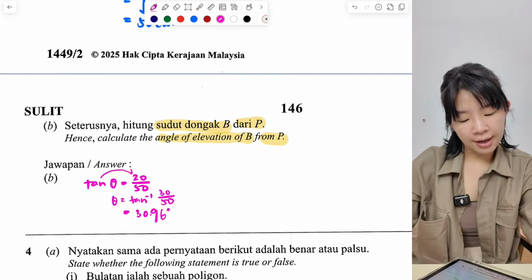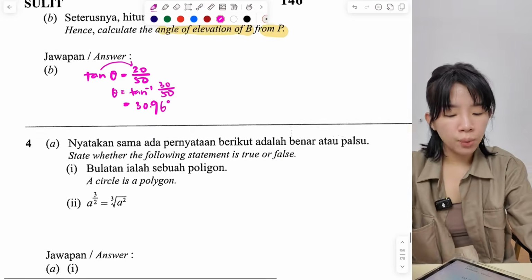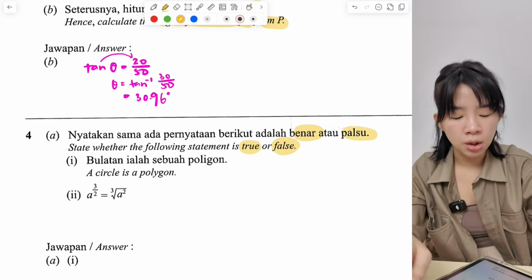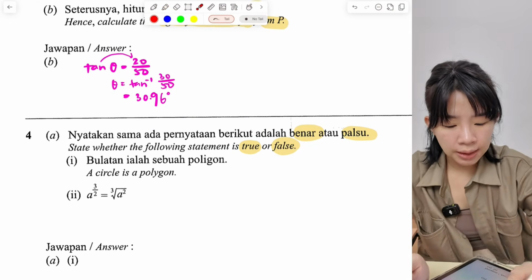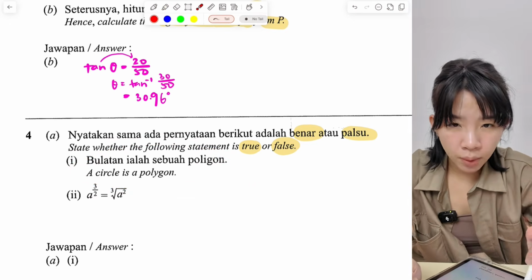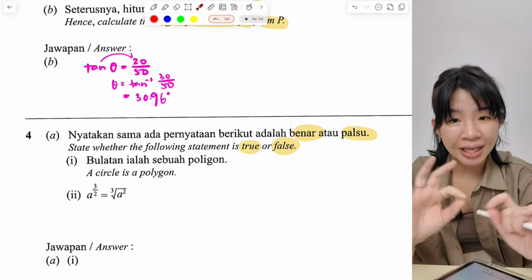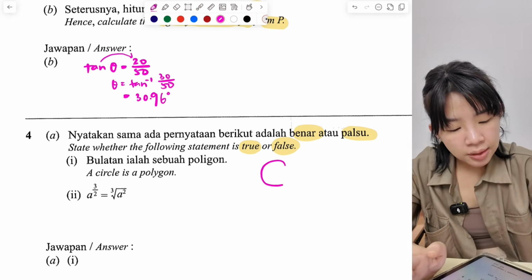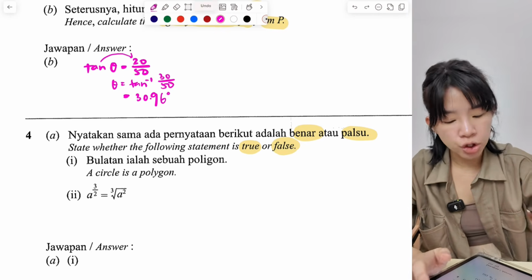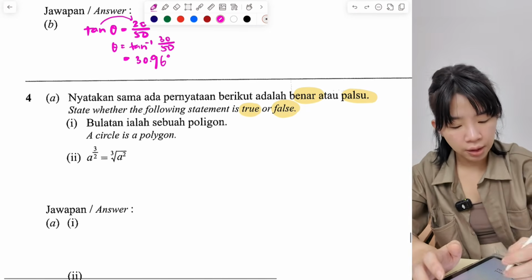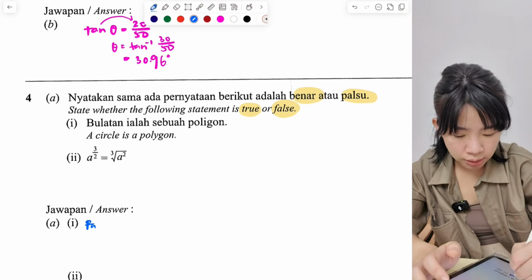Darjah. Alright, next question. State whether the following statement is true or false. Benar atau palsu. Okay, a circle is a polygon. What do you think? Bulatan adalah sebuah polygon. A polygon is a shape made up of only straight lines. A circle is curved. So, you can't count the sides. So, it is not a polygon. A circle is a polygon. So, this statement is false.